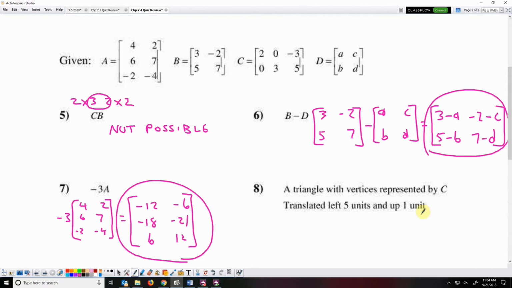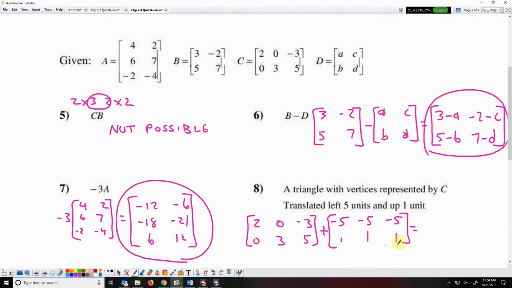A triangle with vertices represented by matrix C is translated. Translation is addition. So that's 2, 0, negative 3, 0, 3, 5. That means the coordinates of the triangle are 2, 0, 0, 3, and negative 3, 5. It's being translated left 5 units, so we're going to add negative 5 to all the x's, and up 1 unit. Up is positive, so we're adding a positive 1 to all of the y's.